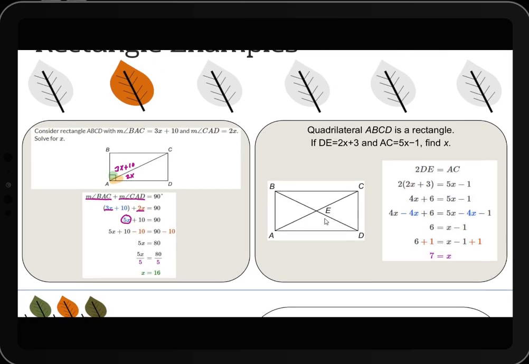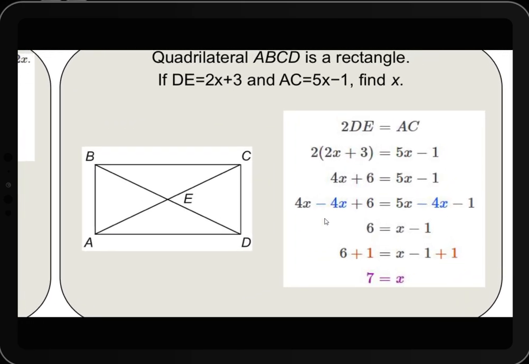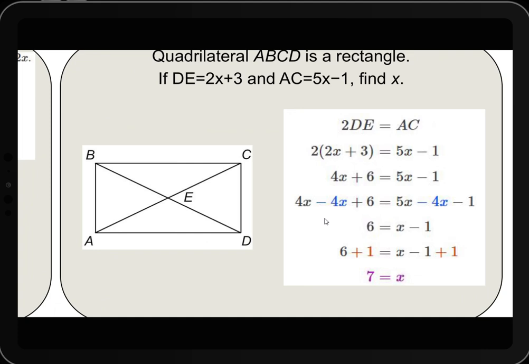Here's another quadrilateral that's a rectangle, and it's utilizing a property that rectangles also possess, which is that we know that the diagonals here are going to be congruent, and they give us AC as well as DE, right? So AC is the 5x minus 1, and DE is the 2x plus 3. Now, DE is only half of a diagonal, so what we can do is double the length of DE by multiplying it by 2, and that should equal the length of the full diagonal AC.